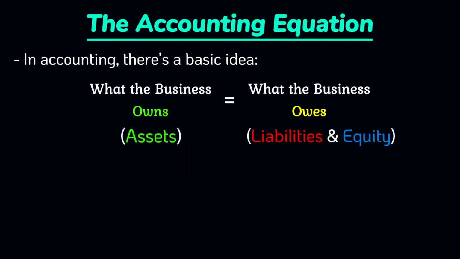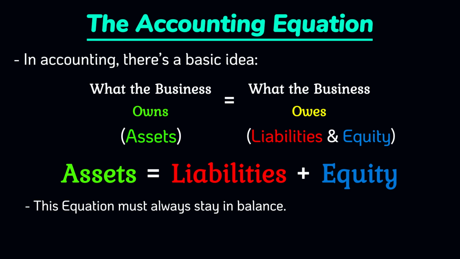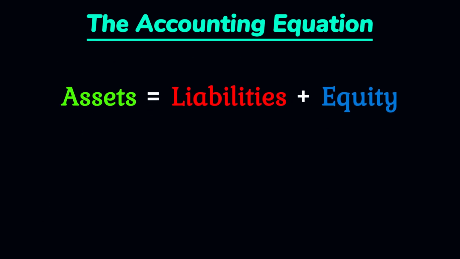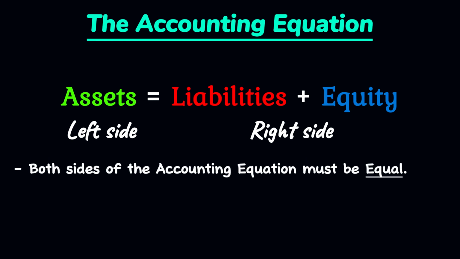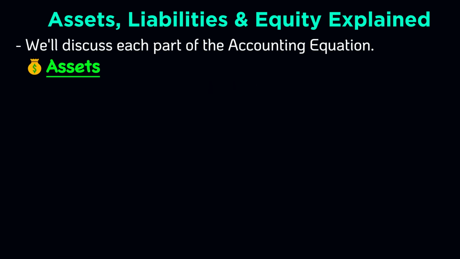Now, to show this in one simple line, we write assets equal to liabilities plus equity. This is called the accounting equation, and it must always stay in balance. Every time the business buys something, earns money, or pays a bill, this equation is affected. But no matter what happens, the left side and the right side of the equation must always be equal. Now let's take a closer look at each part of the accounting equation, starting with assets.